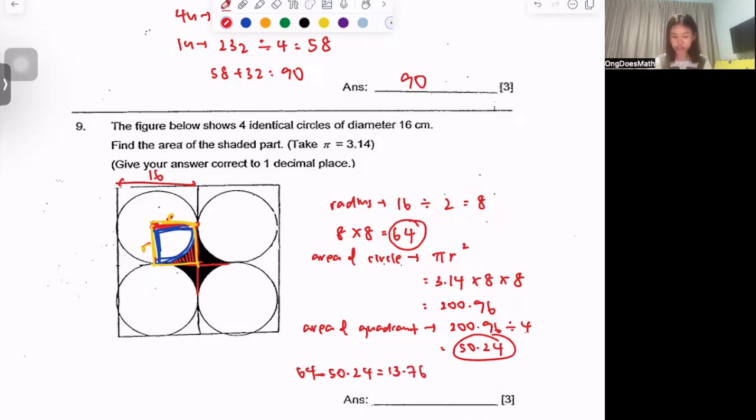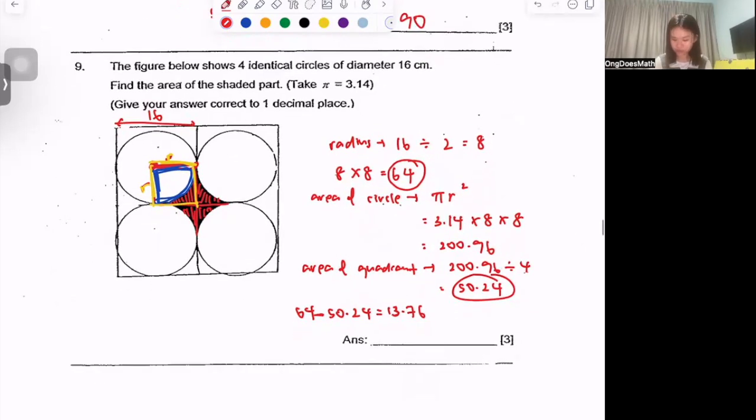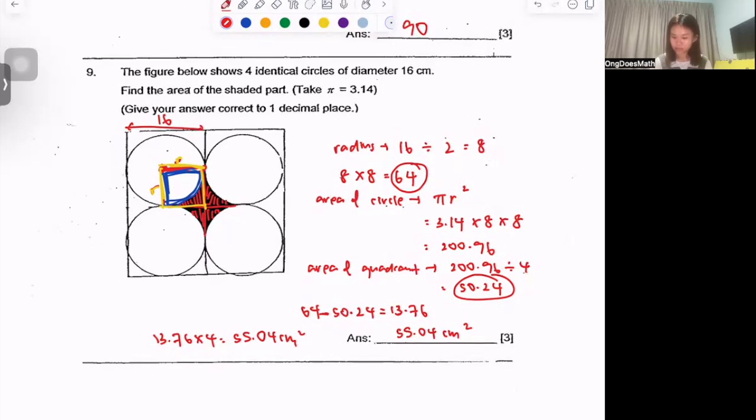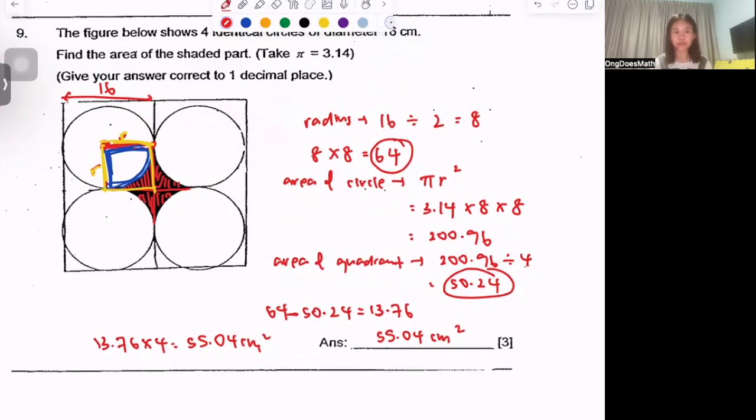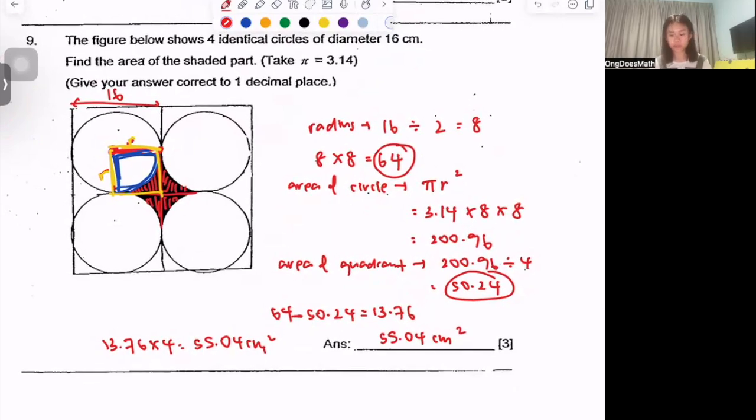So the area of the shaded part is just 4 times of it because there's 4 parts. 1, 2, 3, 4. So this answer, we just multiply it by 4 and we can get the answer that we want. So punch in your calculator, you should get 55.04 cm square. So answer is 55.04 cm square. Good. This question is actually quite common, so please remember how to solve it. Next.